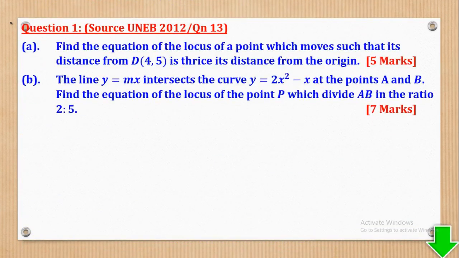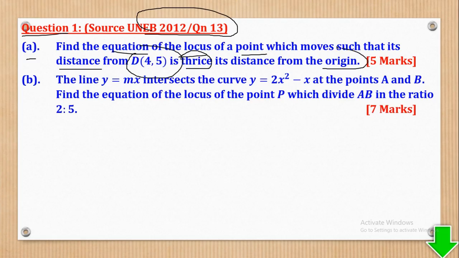Like I said, the knowledge on the previous topic is what you need, so we shall go straight to the questions. Question 1 came from UNEB 2012 paper 1 question 13 and says, part A, find the equation of the locus of a point which moves such that the distance from point D, which is 5, is thrice its distance from the origin.